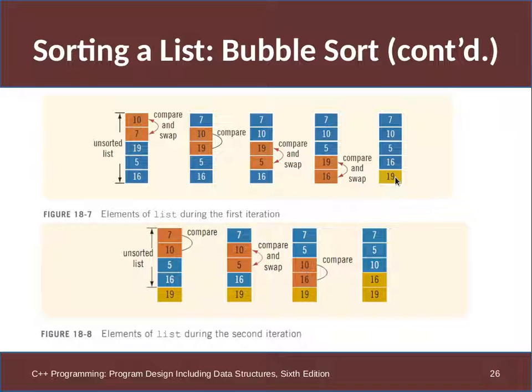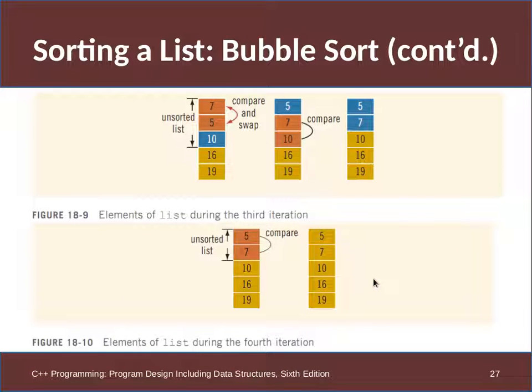And now the 19, or the largest value, has bubbled up to where it needs to be, or bubbled down in this picture. Next, we'll again start at the top. We're comparing the 7 and the 10, don't need to swap. Compare the 10 and the 5, do need to swap. Compare the 10 and the 16, don't need to swap. So now the 16, or the second largest number, has bubbled down to the correct location. And then we continue on again. 5 and 7, notice the 5 is kind of bubbling up here. And then the 7 and the 10 compare, we're okay. 10 bubbled. And then compare 7, and since those are the last two, we're done.